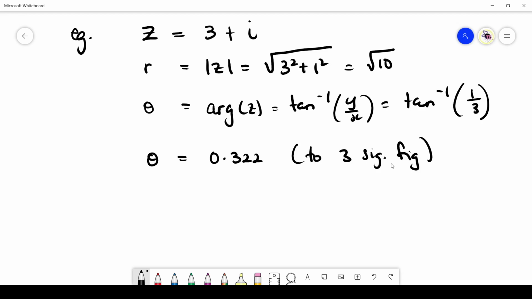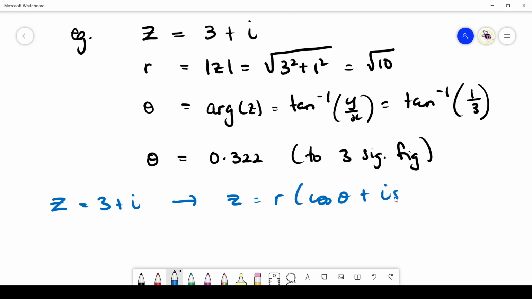You may be asking yourself, well, that's what we usually do for the standard form. We find r and theta. Why do we need to do it for the polar form? Well, it's because of the form. If we would like to convert this complex number z is equal to 3 plus i into the polar form, z is equal to r, open brackets, cos theta plus i sine theta, then we would actually need to know the values of r and theta.